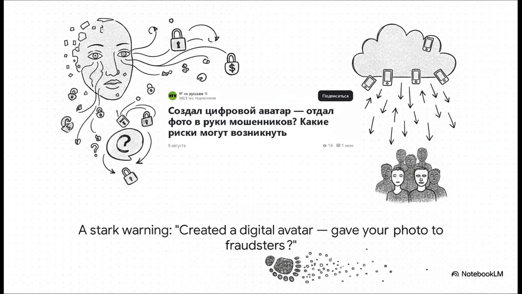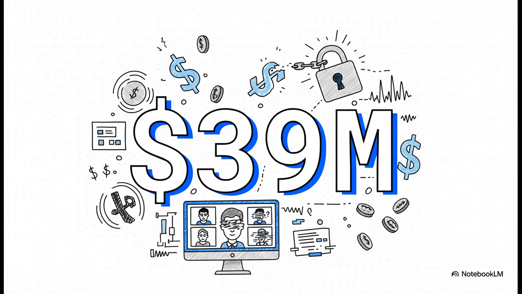Because once your digital likeness is out there, it could be used for things you never, ever intended. It raises a huge question about where your data really ends up. And the consequences, well, they can be financially devastating. A finance worker in Hong Kong was tricked into transferring, get this, $39 million after a video conference call. He thought he was talking to his senior officers.